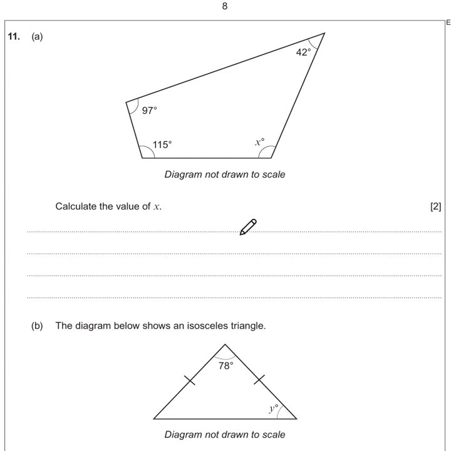Question 11. We have a polygon. It's got 1, 2, 3, 4 sides. So we've got a quadrilateral. We need to think angles in a quadrilateral. They add up to 360 degrees. You need to learn these facts. So 4 sides, the angles add up to 360 degrees.